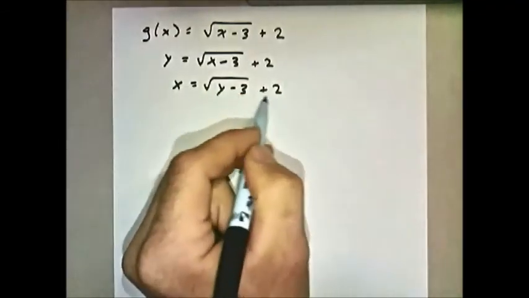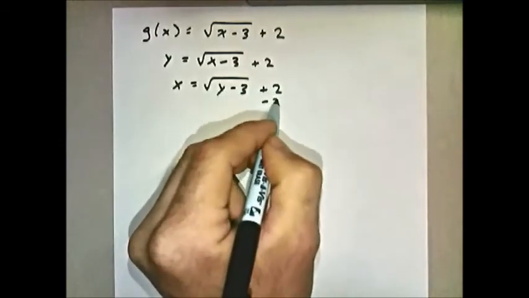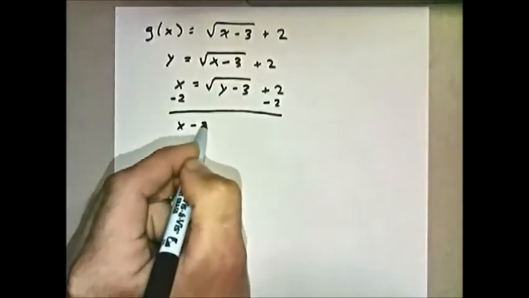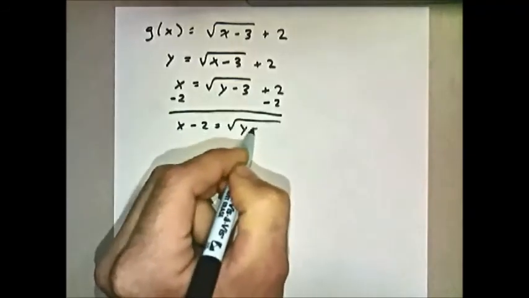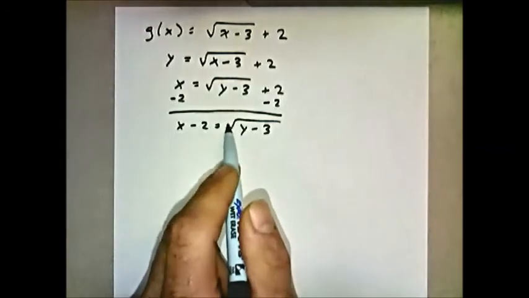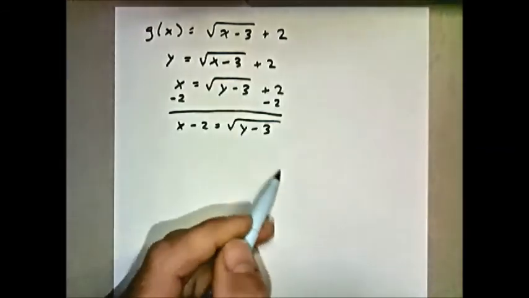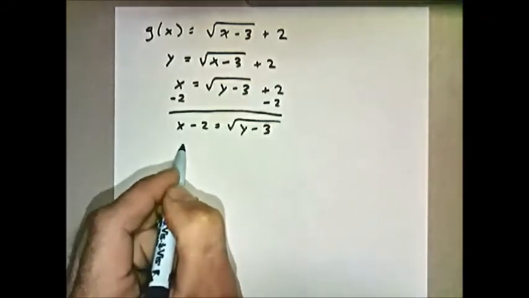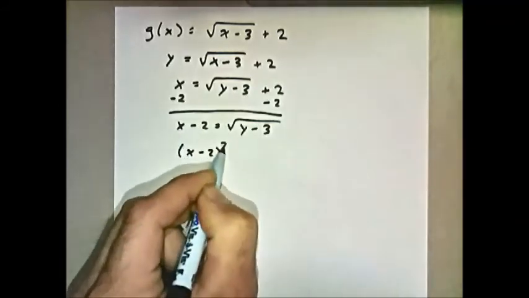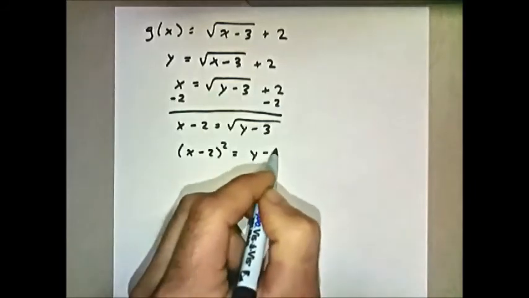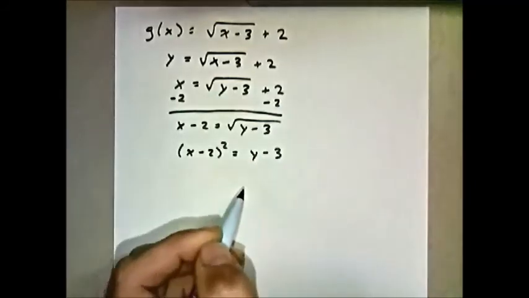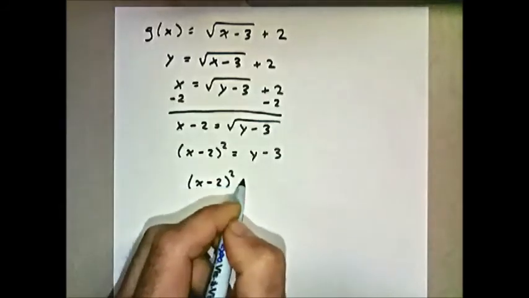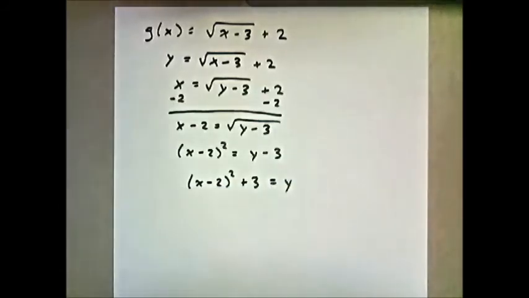Solving for y, we have to get rid of that 2 first. So we're going to subtract 2 from both sides. So we have x minus 2 equals the square root of y minus 3. Now what undoes the square root? On our last example, it was squaring. So we're going to take x minus 2 and square both sides. And then we're going to add 3 to both sides. So we have x minus 2 squared plus 3 equals y.